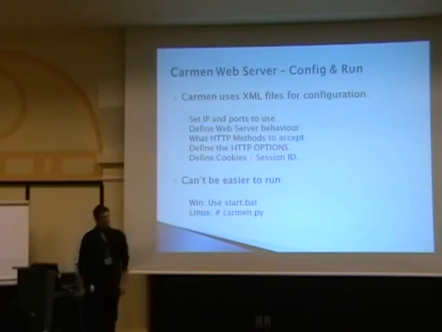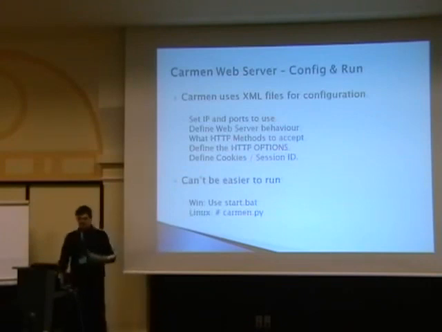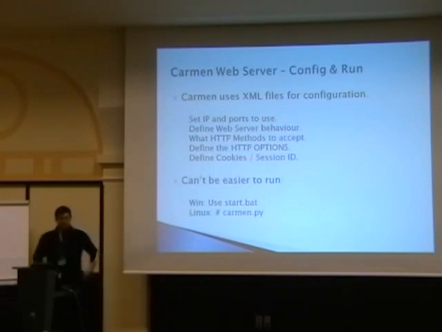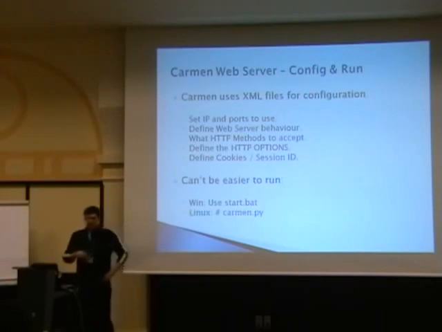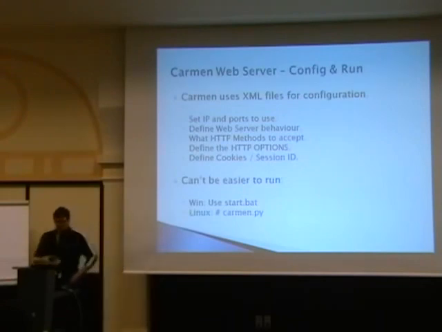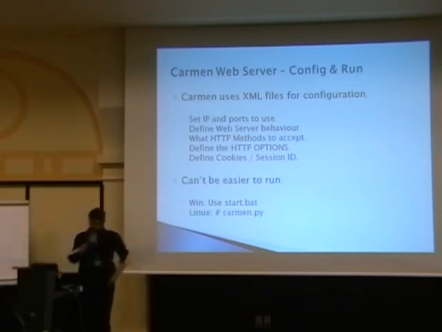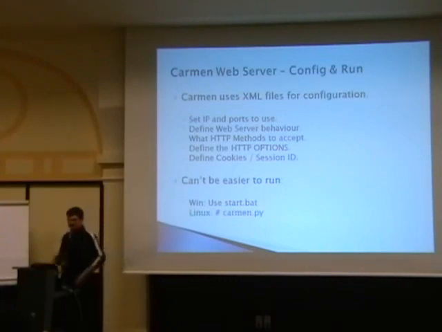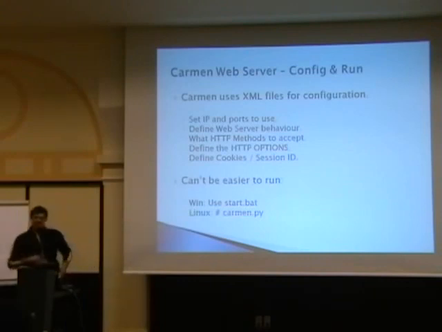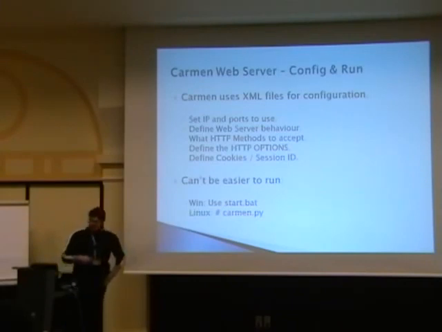Now, to configure this tool, you just use the XML file. In there, you can specify the IP and the port the server is going to use. You can define the behavior, so it behaves like an Apache, IIS, or Netscape, and you can do a couple of other things. You can set what HTTP methods we are going to accept and which we are not going to allow. So it gives you a lot of flexibility. We can define the HTTP options, and that's useful because that's one of the techniques people use to fingerprint servers, so we want to be able to play with that. Then we can define the cookies and stuff like that, and I will show you around that.